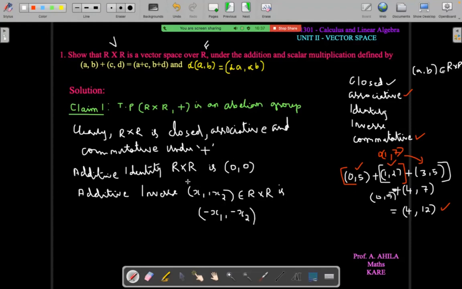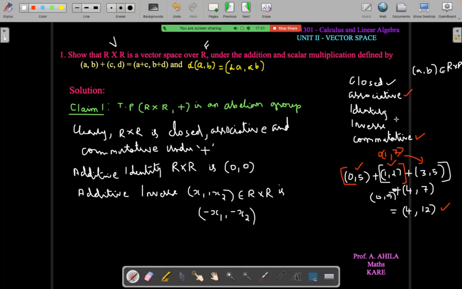So we get this identity element as well as the inverse element. Identity element is only one for the whole R cross R. But for every element of R cross R, there exists an inverse in the same R cross R itself. So for x1, x2, the inverse is minus x1 comma minus x2.